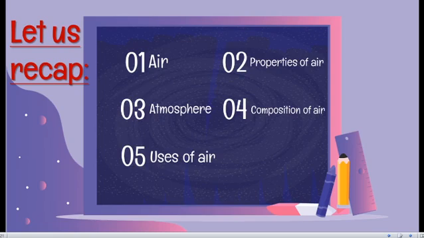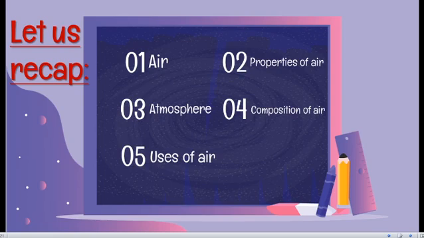And the next one is composition of air. The amount of gas that is present in the atmosphere is called the composition of air. Nitrogen is present at 78 percent and oxygen is present at 21 percent, and the remaining gases like carbon dioxide, water vapor, dust particles, argon gases all come under 1 percent. So this is composition of air.